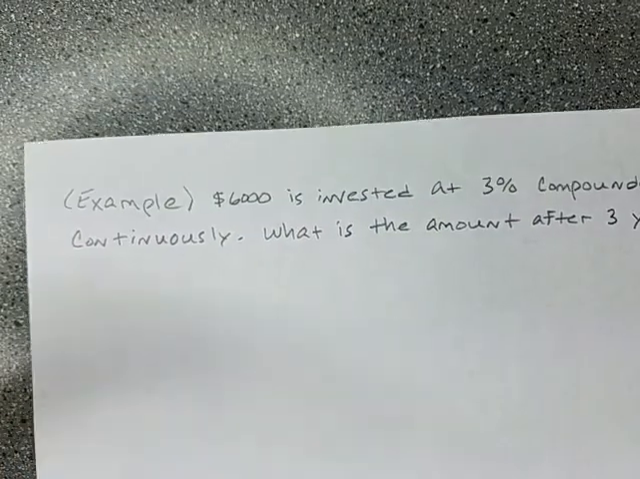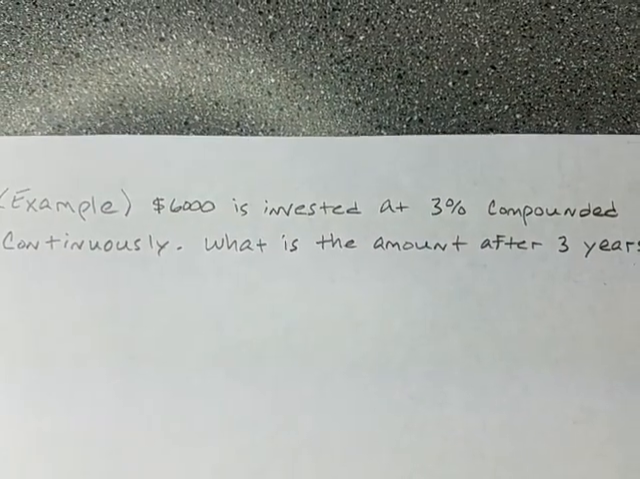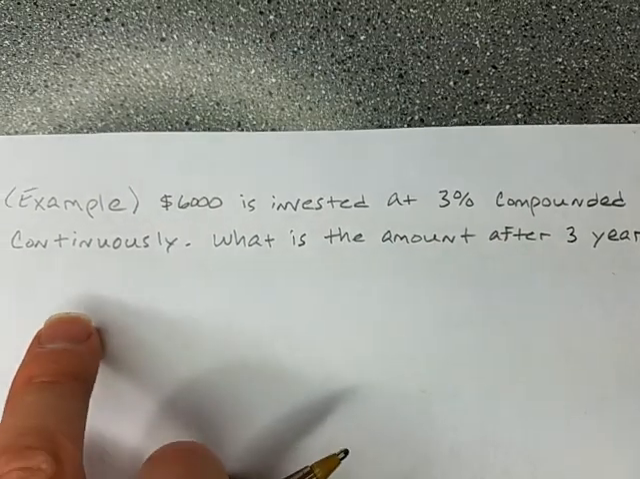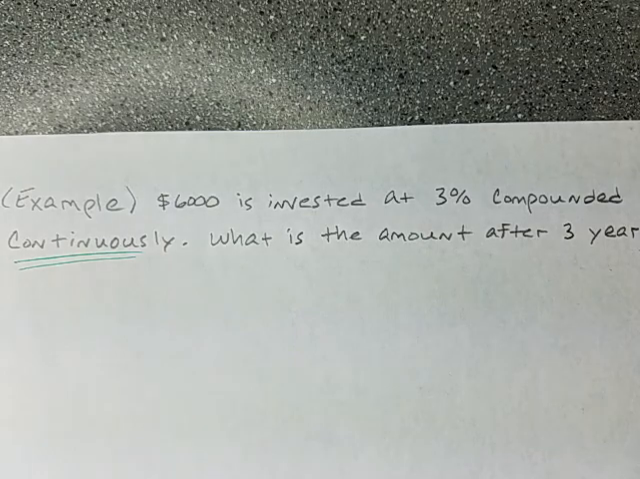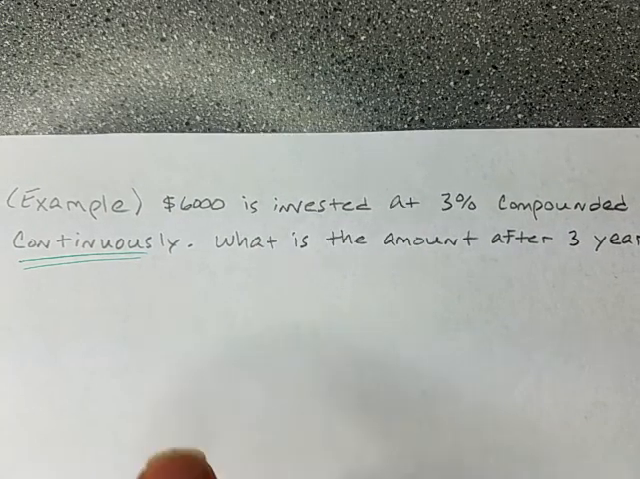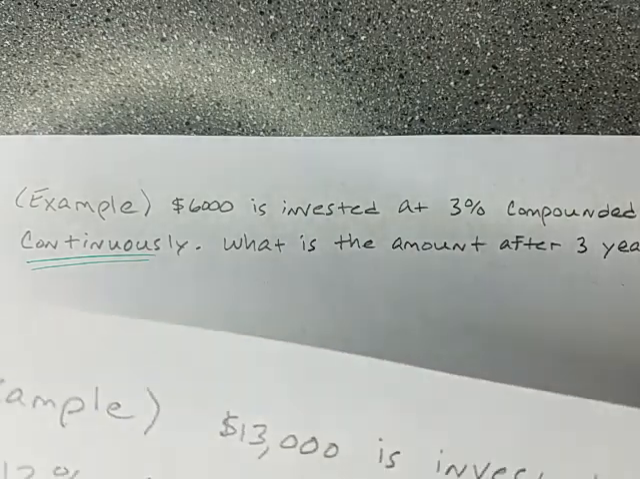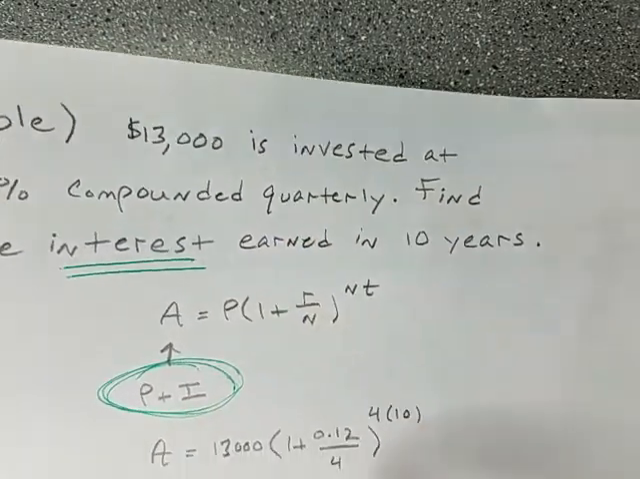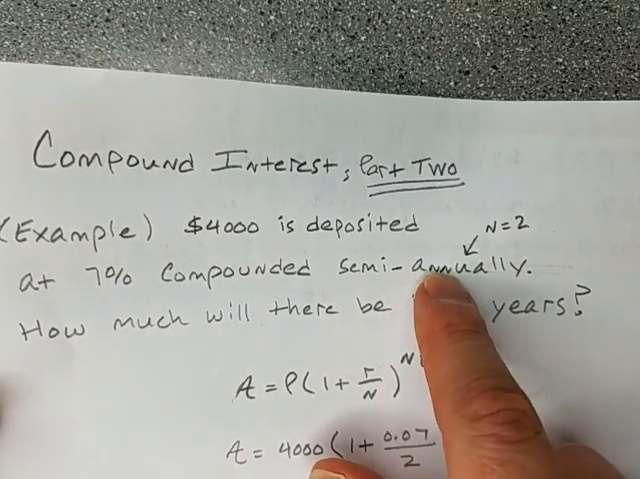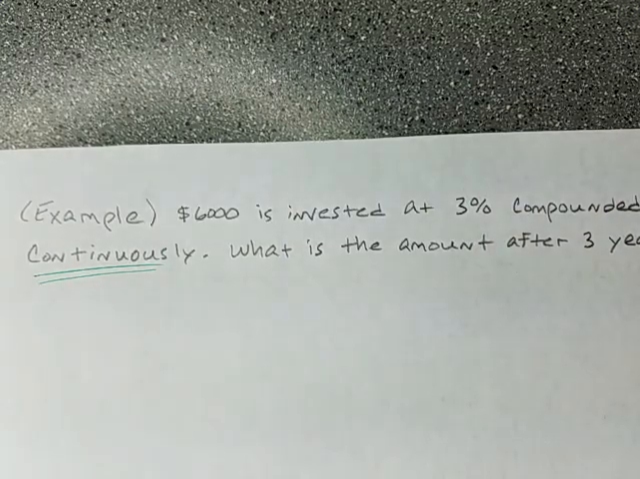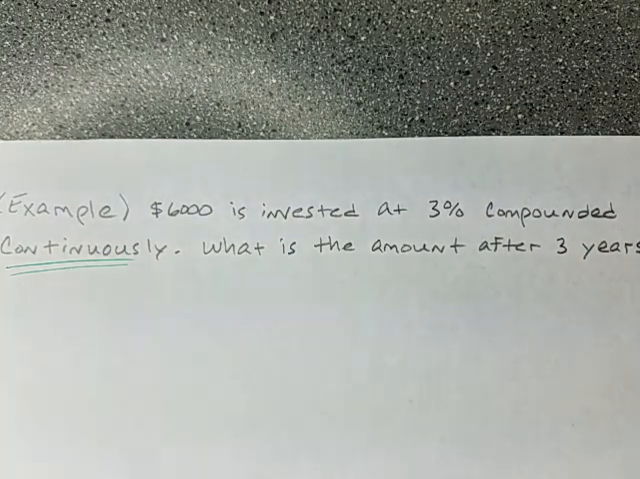So let's do this one then. Okay. So $6,000 is invested at 3% compounded continuously. So this time it's that word that jumps out. This is in contrast to, let's make a comparison in our mind. Compounded quarterly, that's 4 times a year. Compounded semi-annually, that's twice a year. Compounded continuously, well, that's something different, okay?